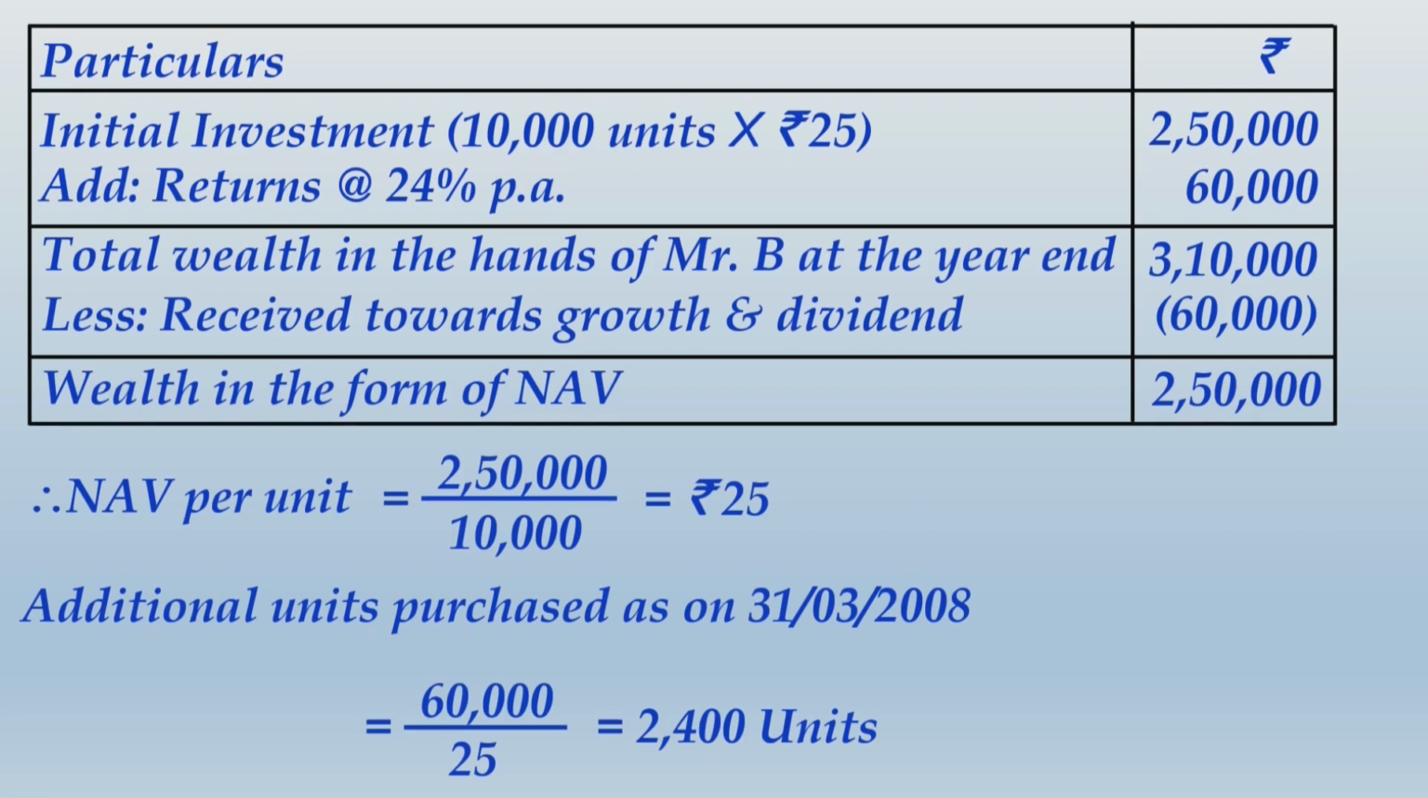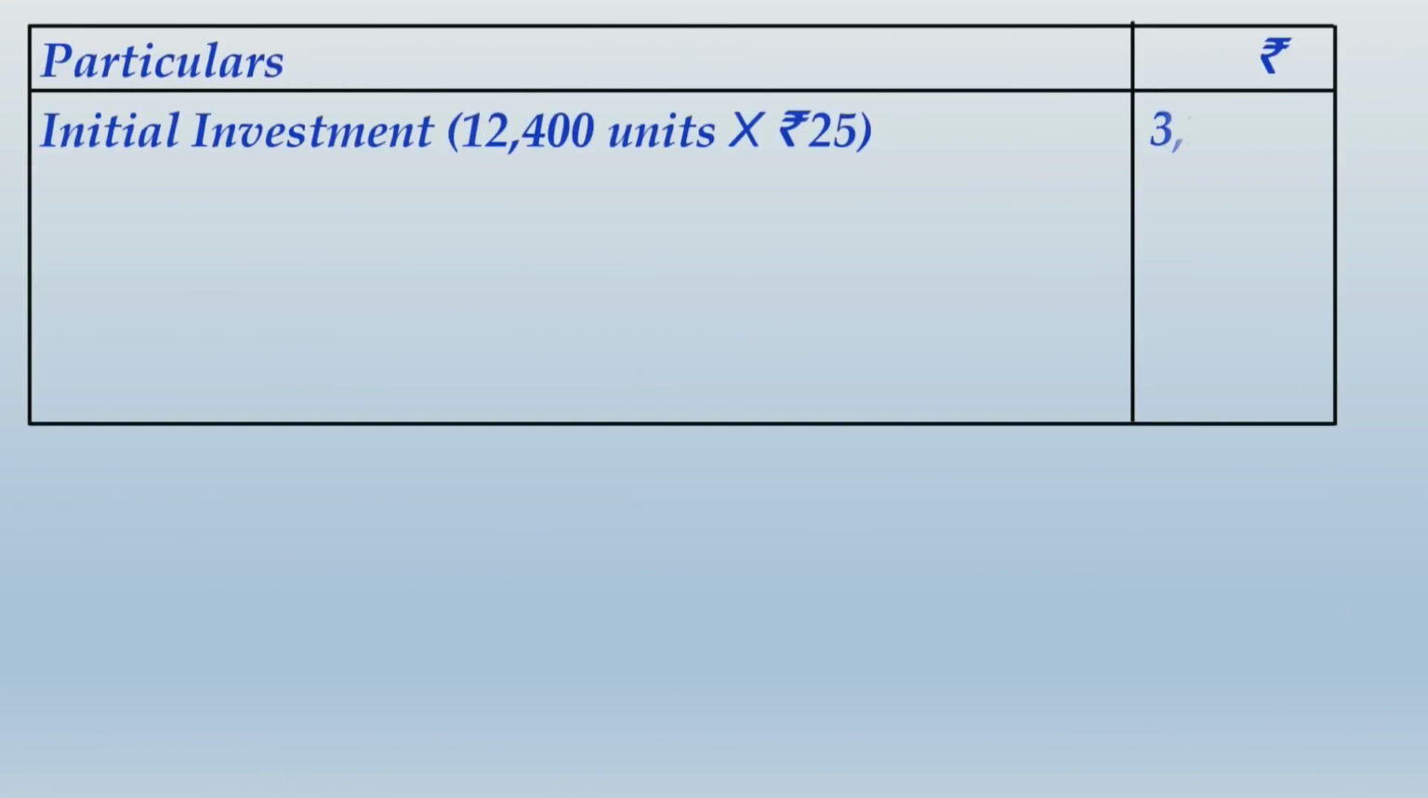Alright friends, you would have finished writing this whole thing. Let us move ahead and take up the calculation for the next year. But you should understand one thing very well. Originally there were 10,000 units, and at end of first year additional units purchased were 2,400 units. So at the beginning of second year, now you will start with 12,400 units. That is 10,000 units originally held plus 2,400 units acquired at end of first year. So at beginning of second year, in total you have 12,400 units, and NAV is 25.